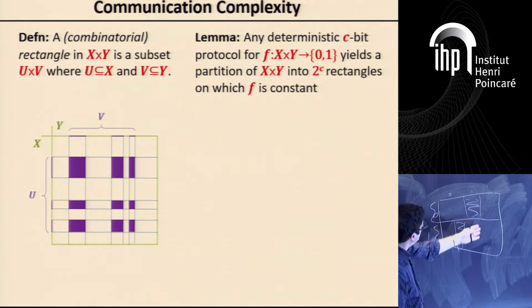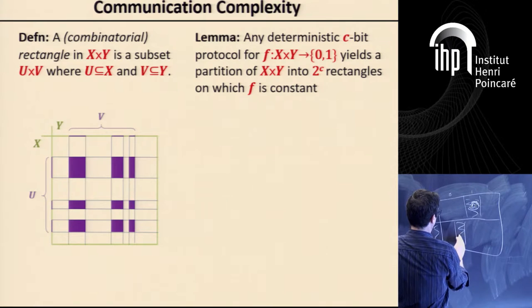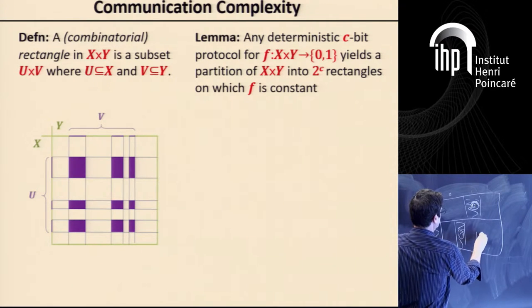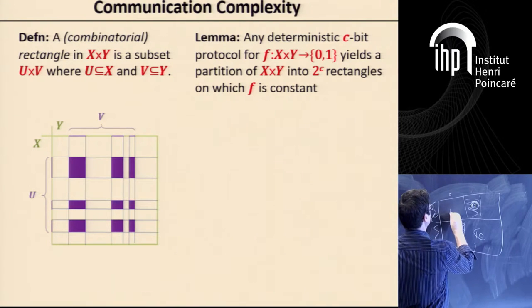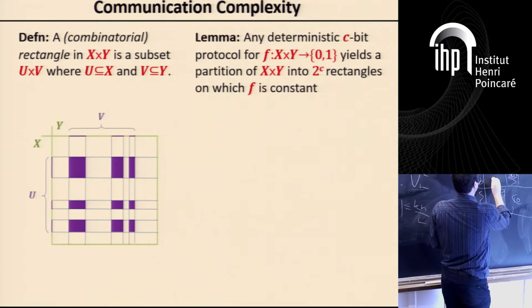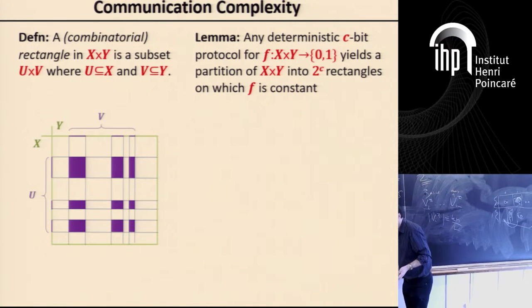But notice that the number of rectangles we get keeps doubling at each round of players. First of all, the partition is into these combinatorial rectangles. So this rectangle corresponds to 0-1 communication. This corresponds to 1-1. This corresponds to 1-0. This whole thing is 1-0, and this whole thing is 0-0. Okay? So we get 2^C of them.